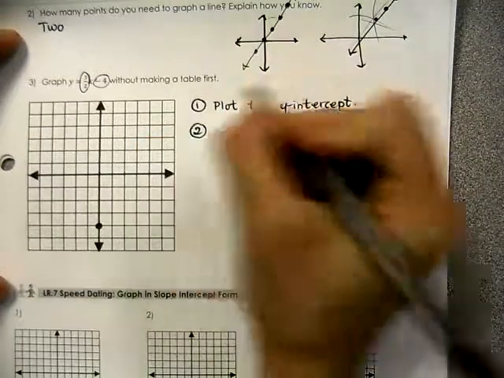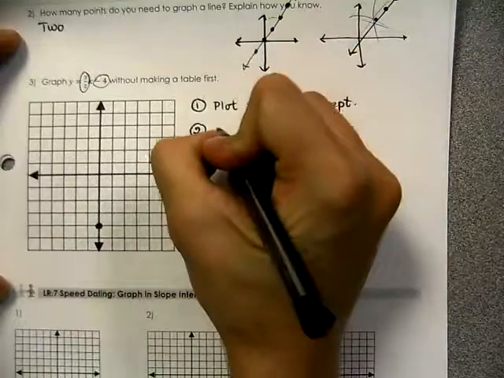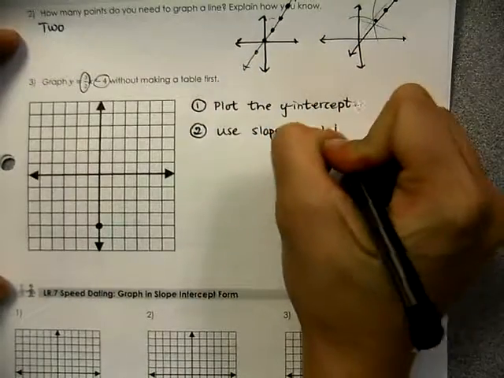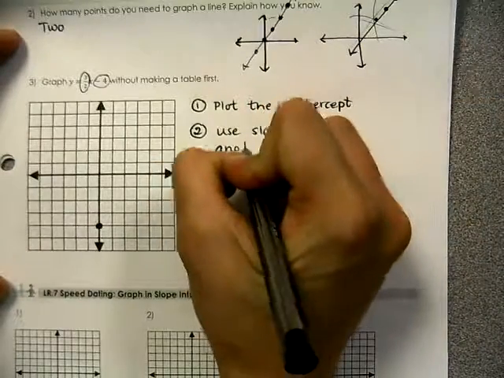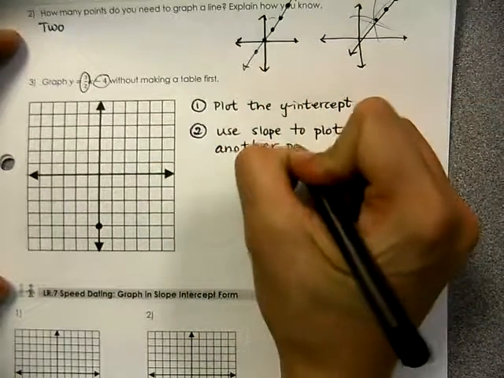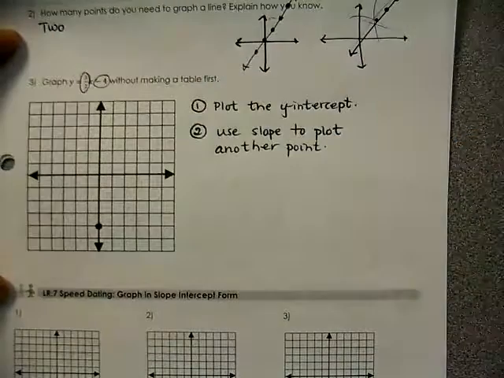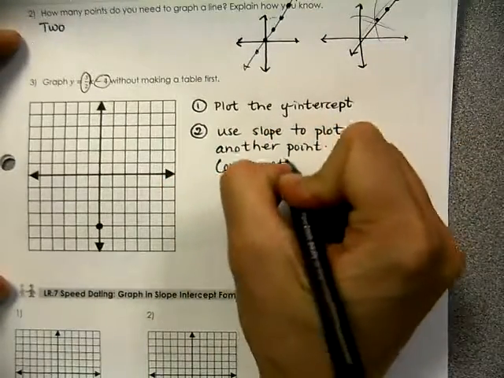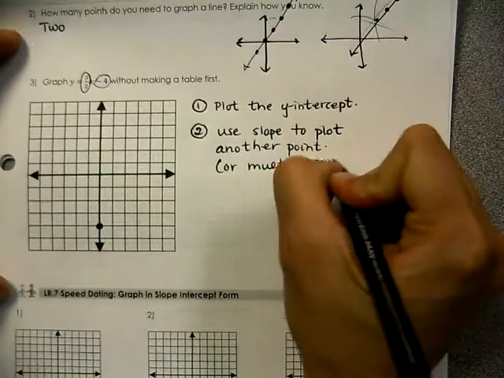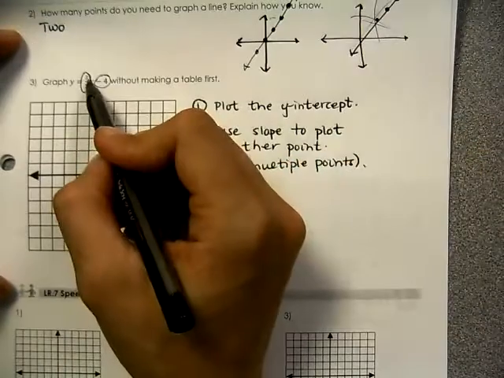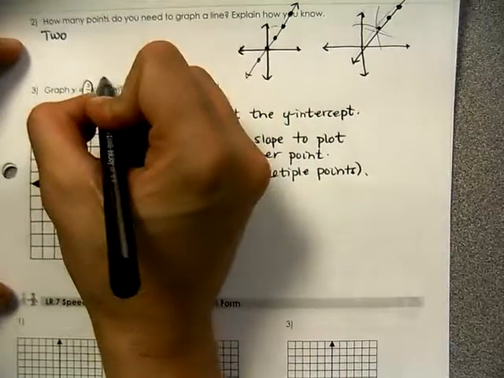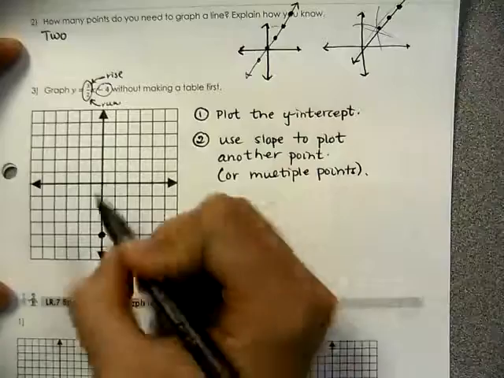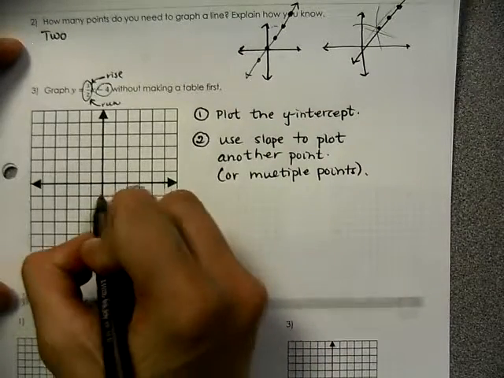So my next step is going to be to use the slope to plot another point. And in fact, I can plot many more points, or multiple points. So if that's my slope, 3 over 2, remember that slope is our rise over our run. So I'm going to rise 1, 2, 3 and run 2.